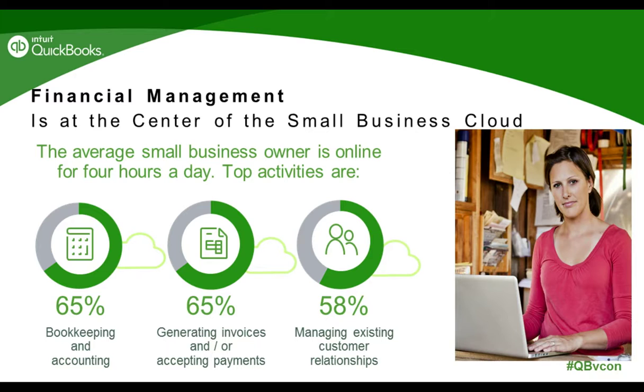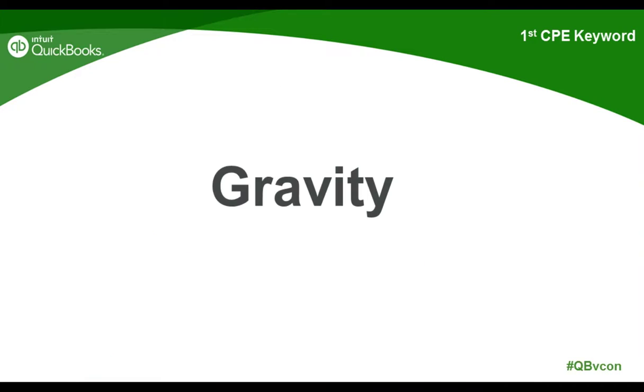But on average, a small business owner will spend 4 hours a day online running their business, and the top 3 online activities are bookkeeping and accounting, at 65%, generating invoices and or accepting payments, another 65%, and by the way, these are not additive, it's what do they do. Out of the 100%, how many rated bookkeeping and accounting in their top 3 activities. And then managing their customer relationships, 58% on that. So pretty awesome information here.